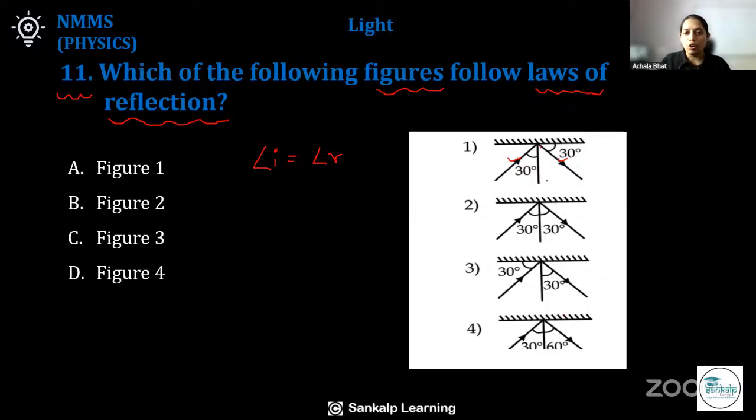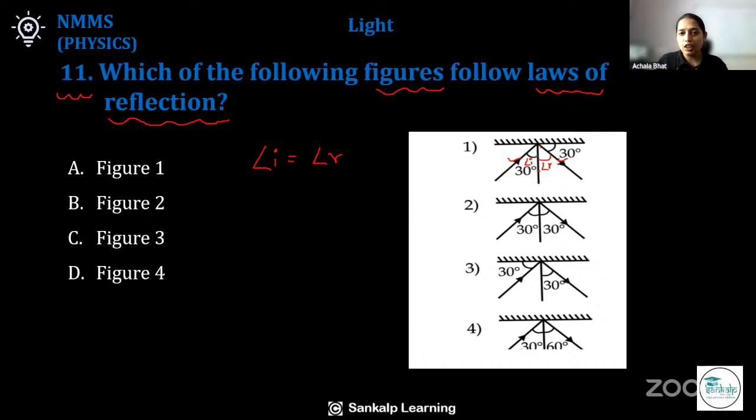Here in all the four cases, the second law applies. That is, incident ray, reflected ray and normal are in the same plane. But what about the first law? Angle of incidence equal to angle of reflection. See, this is angle of incidence. This is angle of reflection.